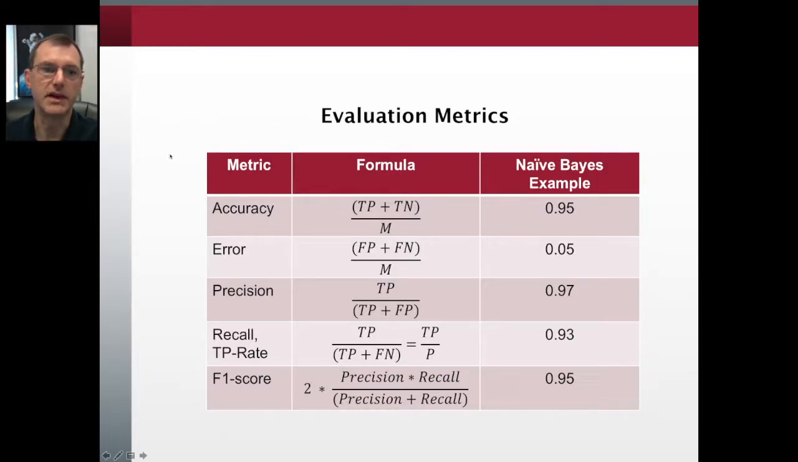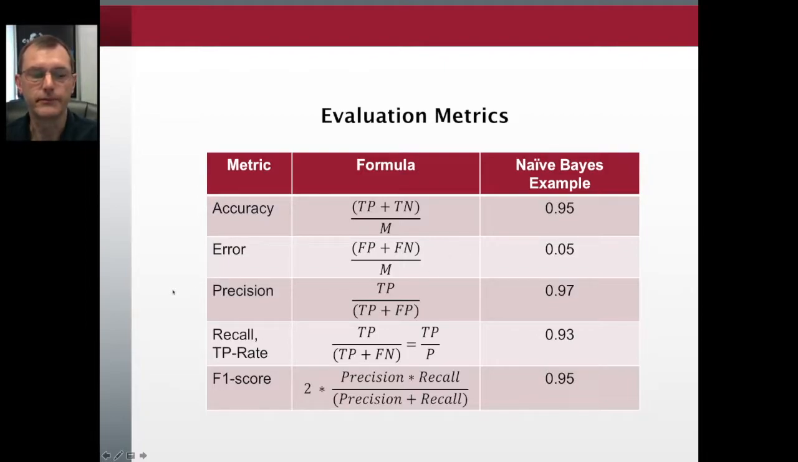So here's a list of the common metrics that we see to evaluate our learning models. Of course, accuracy we've already seen, and we can describe that in terms of our confusion matrix terminology as the sum of the true positives and true negatives divided by the total number of examples. Likewise, error, which is 1 minus the accuracy, we can define as the number of mistakes divided by the total number of examples. So the number of false positives and false negatives divided by the number of examples.